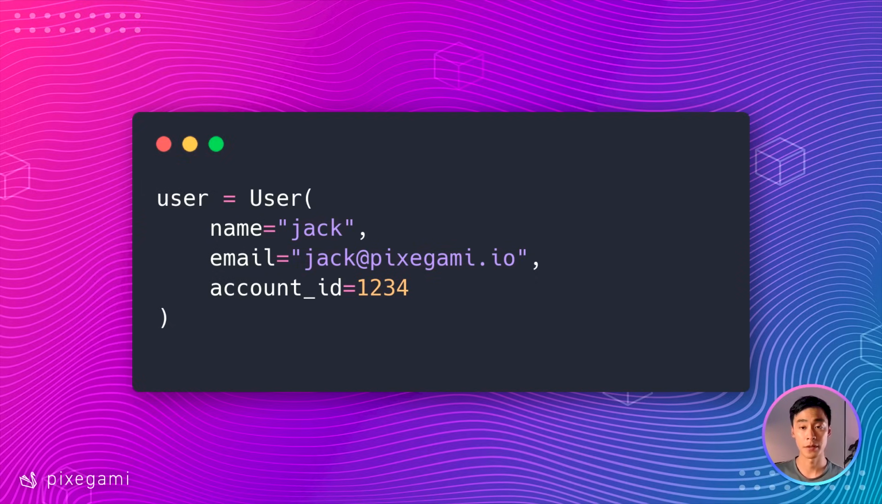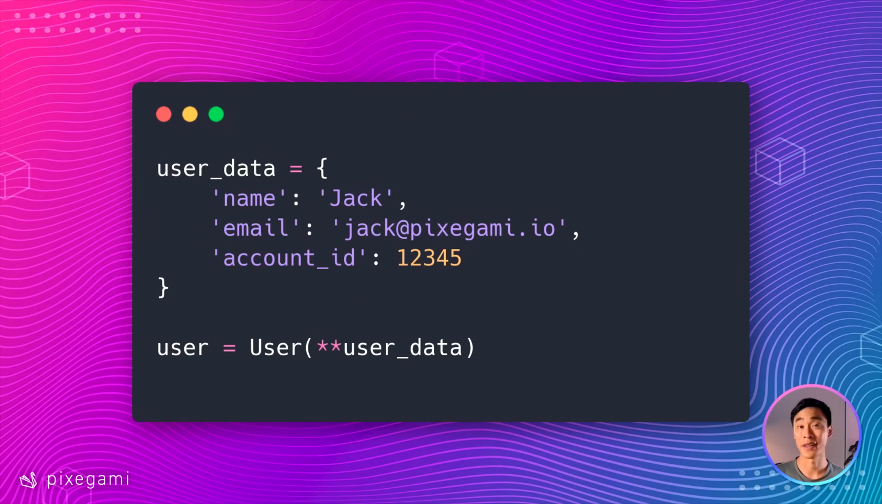You can create an instance of the model like this and then just pass in the data as keyword arguments. You can also do this by unpacking a dictionary. So this works well if you already have the data and you just want to put it inside the model. For example, you have a response from an external API.